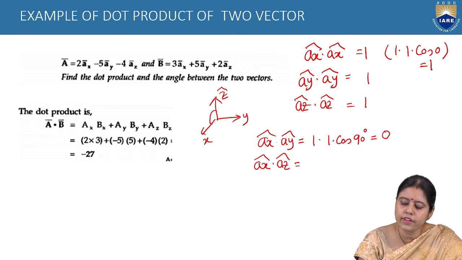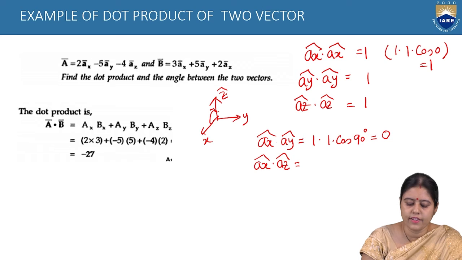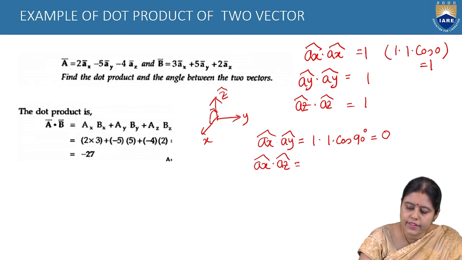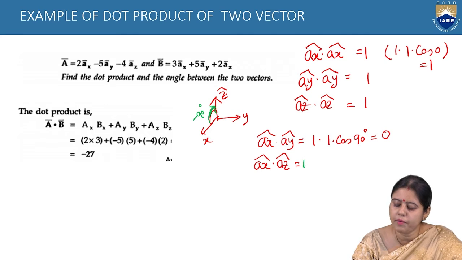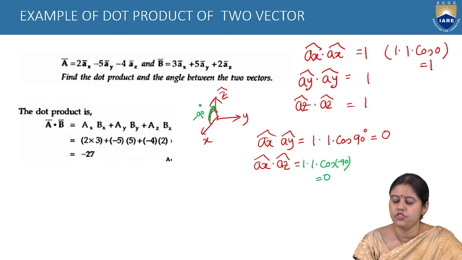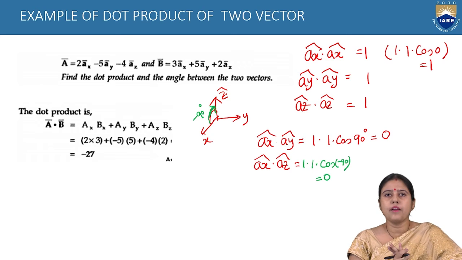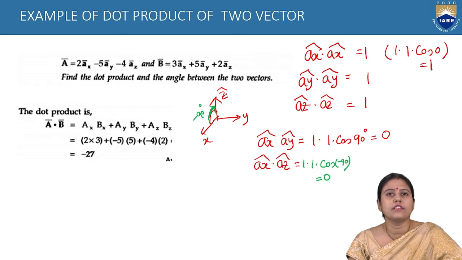Z to x anti-clockwise means the angle is positive. We are taking the angle from z to x, so it is minus 90 degrees. So what will be the value? 1, 1, cos of minus 90. It is 0. Clear?